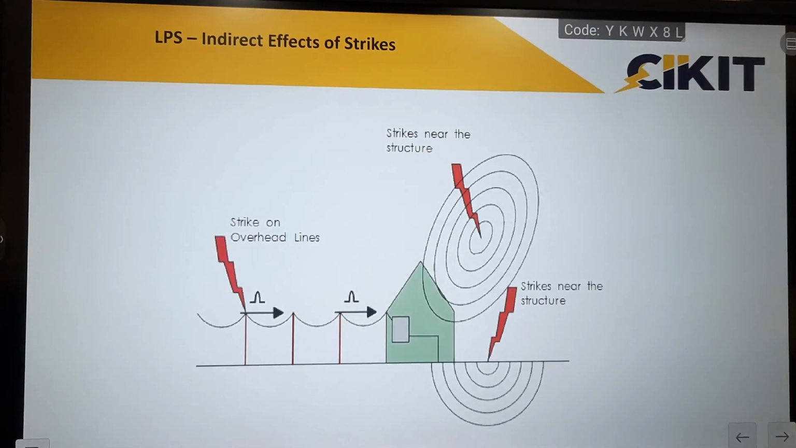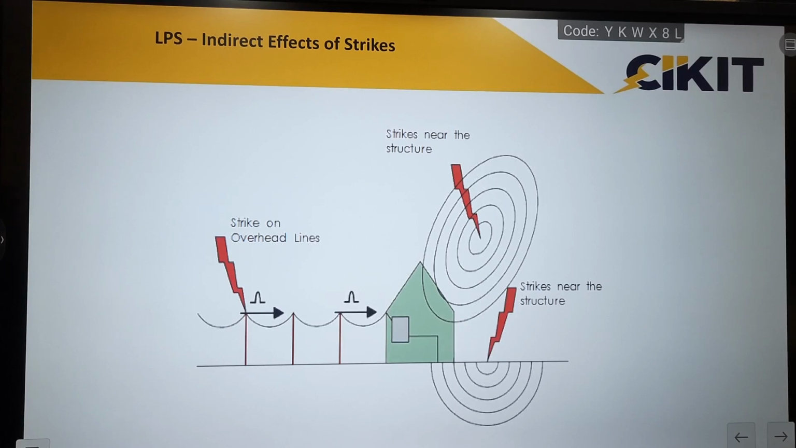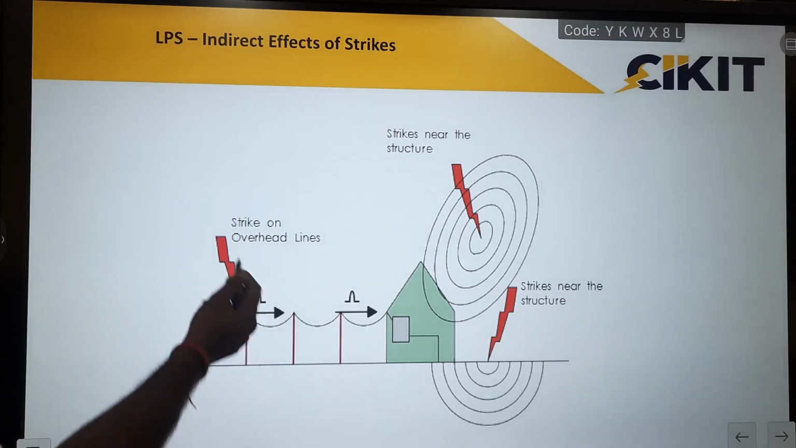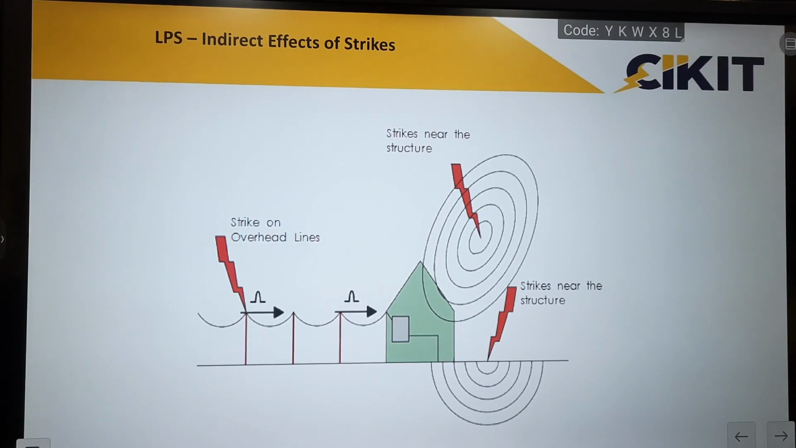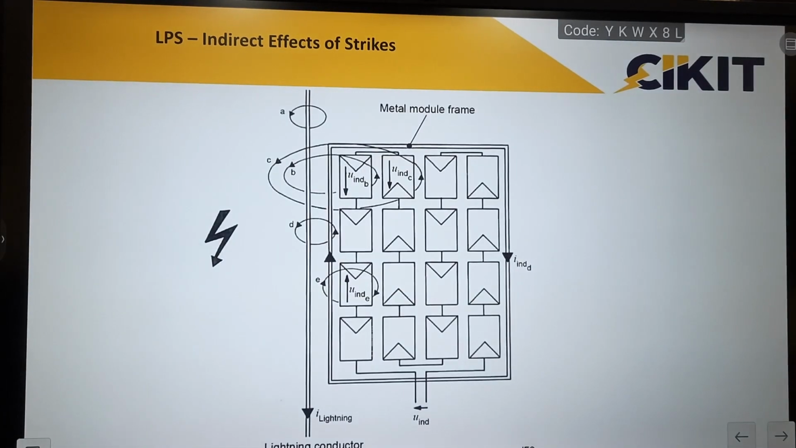So the second one is the internal lighting protection system. By providing this internal lighting protection system, we can protect the electrical and electronic equipment from surges. The indirect effects of lightning strikes can be caused by three sources: lightning strikes on the power line, lightning strikes near the power line, and lightning strikes near the structure. To provide protection against those, we have to have surge protection devices.